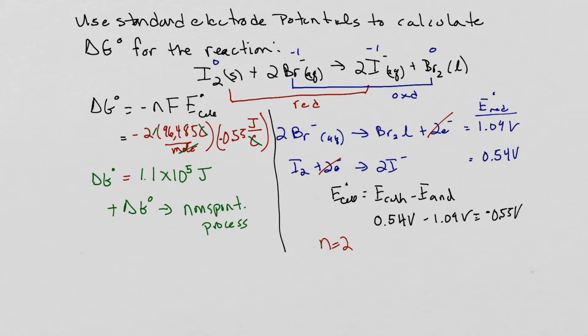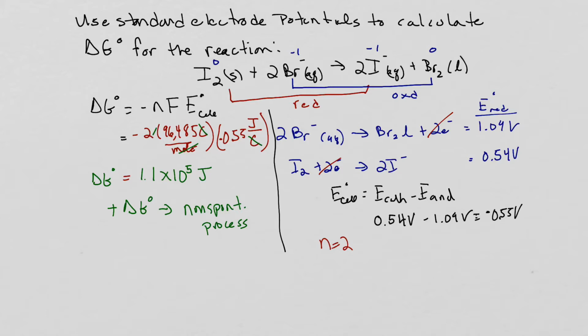And so under standard conditions, this reaction would not occur in a spontaneous way. Iodine would not be reduced in the presence of bromide ions. In fact, the opposite would occur spontaneously, and you would have iodide ions undergoing oxidation in the presence of bromine, where the bromine would undergo the reduction. So the opposite reaction would actually occur.